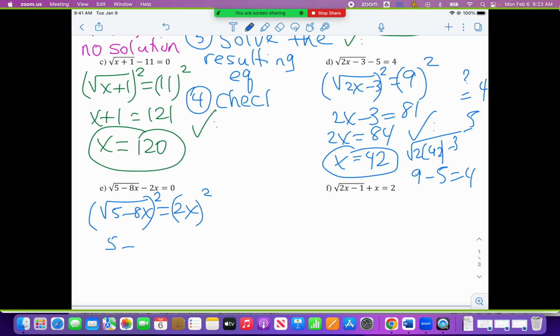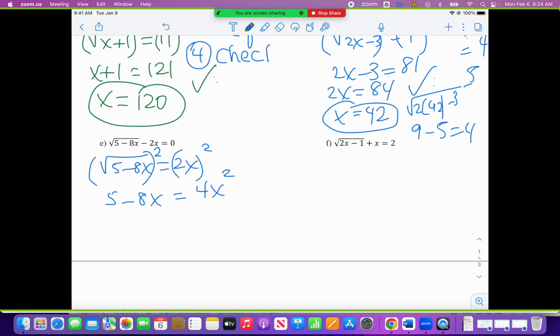Now, on the left side, when you take a square root and you square it, they cancel. On the right side, you're taking whatever's over there times itself. So, DP, what's 2x times 2x? 4x squared. Then, Sarah, what's step 3? Solve. Hey, what kind of equation is it when it has x squared as the highest power? Quadratic. So we're going to put it in general form.